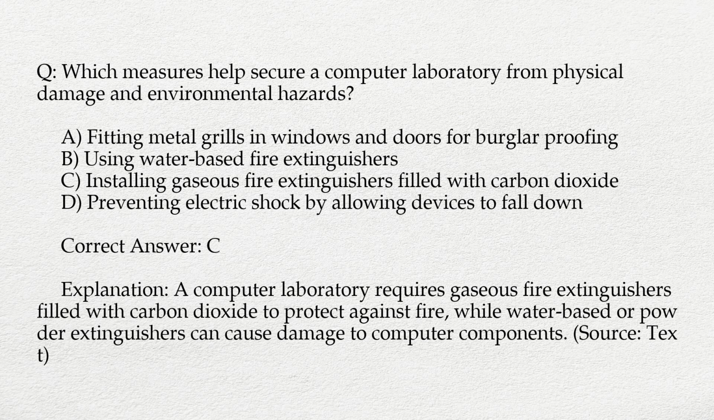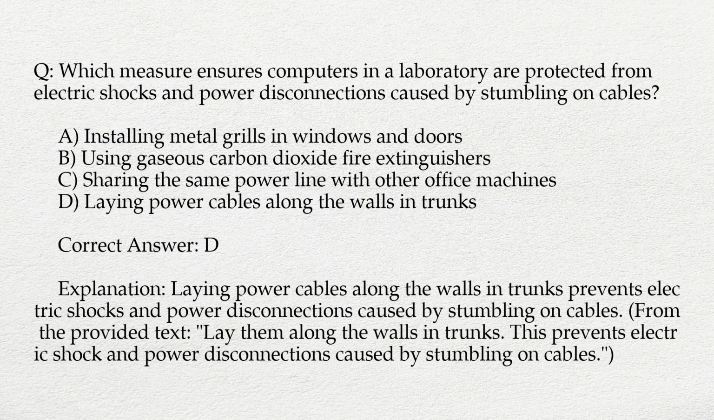Source text. Q. Which measure ensures computers in a laboratory are protected from electric shocks and power disconnections caused by stumbling on cables? A. Installing metal grills in windows and doors. B. Using gaseous carbon dioxide fire extinguishers. C. Sharing the same power line with other office machines. D. Laying power cables along the walls and trunks. Correct answer, D. Explanation. Laying power cables along the walls and trunks prevents electric shocks and power disconnections caused by stumbling on cables. From the provided text, lay them along the walls and trunks. This prevents electric shock and power disconnections caused by stumbling on cables.